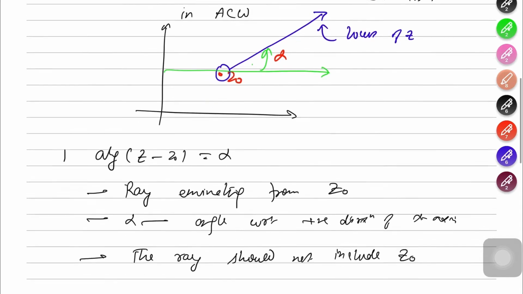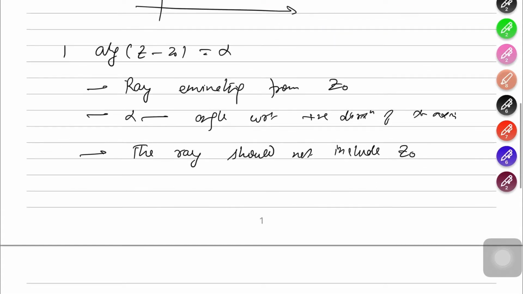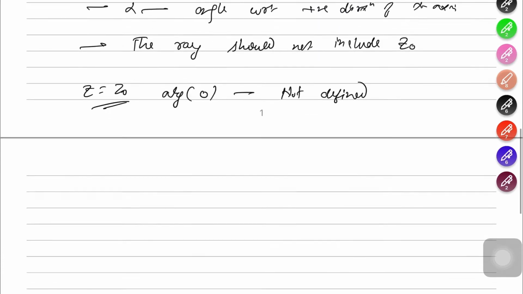Because if we say z is equal to z naught, then what is the argument of z minus z naught? It is the argument of 0, and argument of 0 is not defined. That's why it is a ray originating from z naught, but z naught is not included. Okay, let's take a few examples.